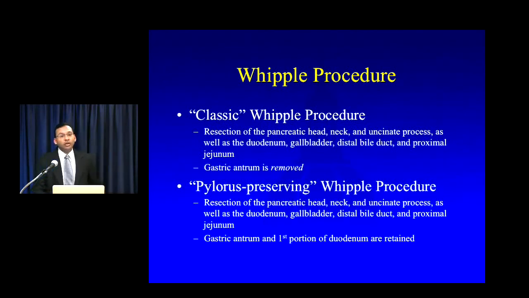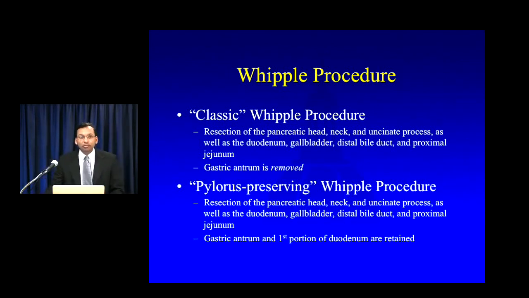Now, when you're talking about a Whipple procedure, there's really two types you should be familiar with. There's the classic Whipple, which entails resecting the pancreatic head, neck, and uncinate process, as well as the duodenum, the gallbladder, the distal bile duct, and the proximal jejunum, and you remove the gastric antrum. And then there's the so-called pylorus preserving Whipple procedure, where you resect all of the stuff I talked about earlier, but you retain the gastric antrum and the first portion of the duodenum.